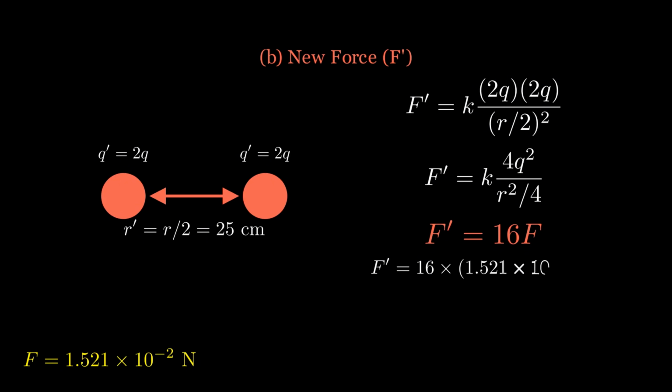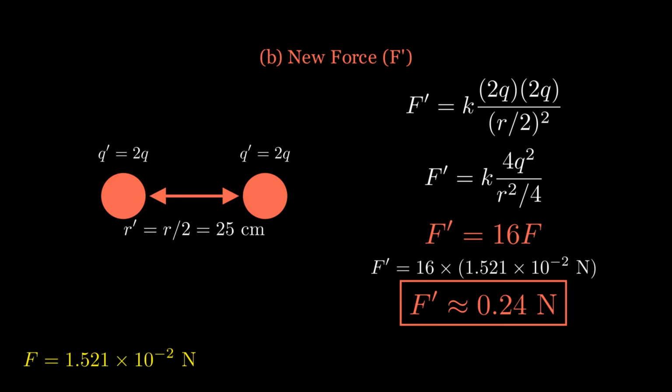Finally, we just multiply our answer from part A by 16. 16 times 1.521 times 10 to the power minus 2 gives us roughly 0.24 newtons. By doubling the charge and halving the distance, the repulsive force has increased dramatically by a factor of 16.